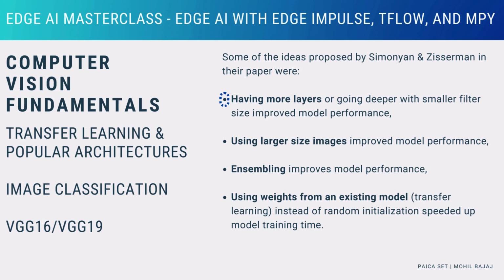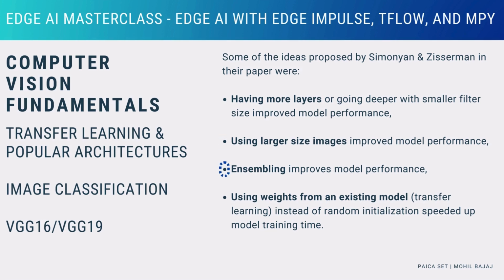Another idea that VGG proposed was that of deep networks. The researchers observed that having more layers or going deeper with smaller filter size improved model performance. They also observed that using larger size images improved model performance. This makes sense, as with more pixels, models can learn the finer details as well as go deeper.